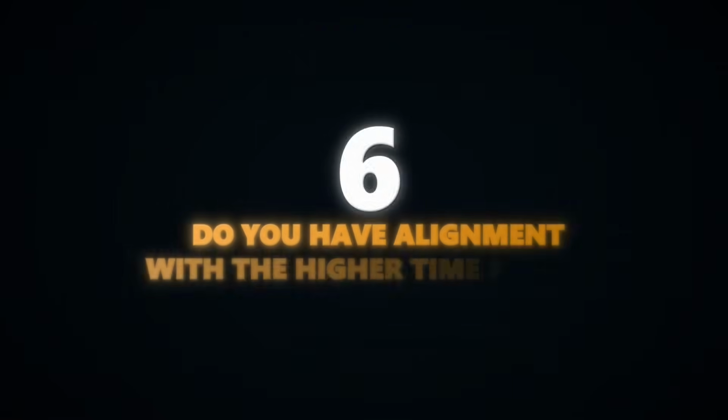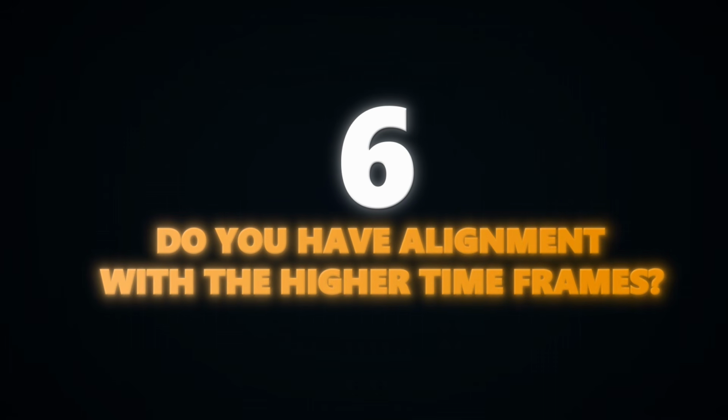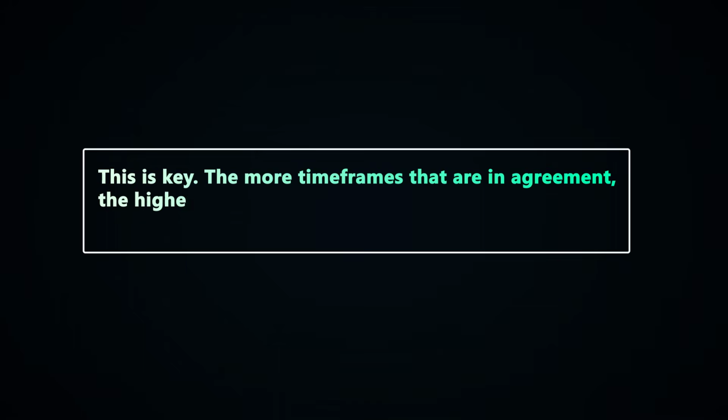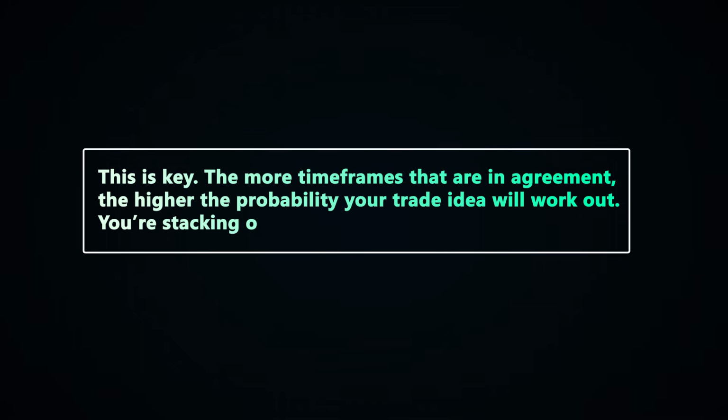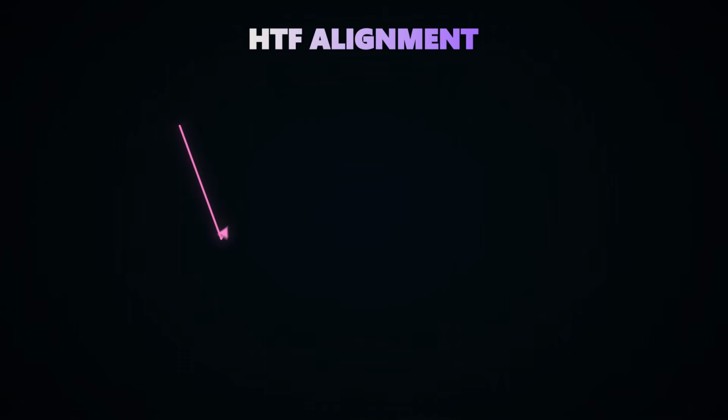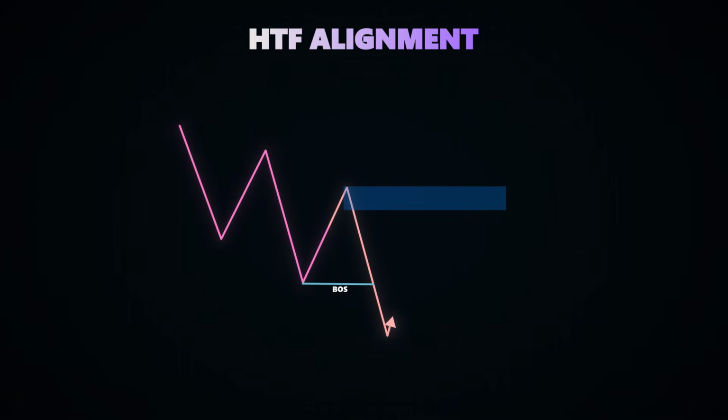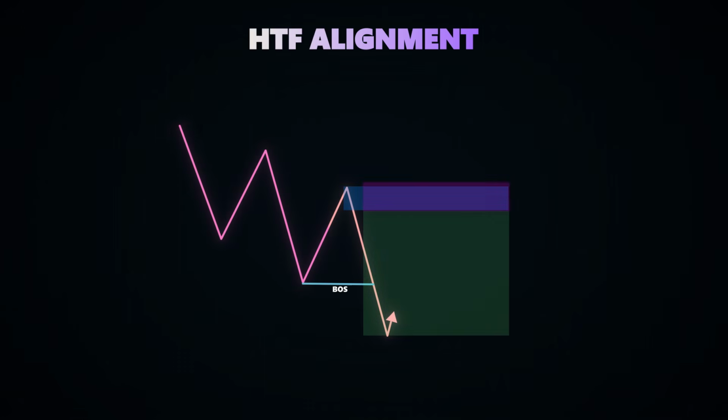Let's talk about alignment with higher time frames, which is rule number 6. This one is crucial. The more time frames that are in agreement, the higher the probability your trade will work out. Essentially, you're stacking the odds in your favor. Check this out. On the M5 chart, we see what looks like a clean bearish trend, and you might be thinking, this is a great setup for a sell.